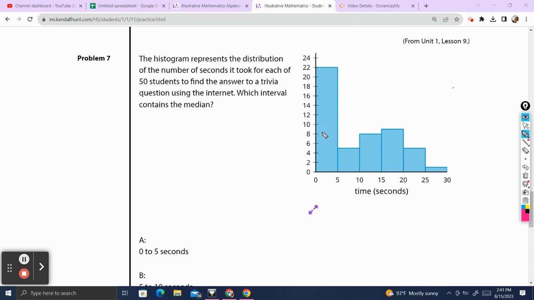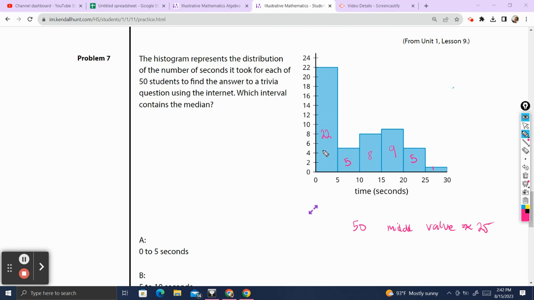We have 22 values, or 22 data points represented here. We have 5 data points represented there. We have 8 here, 9 here, 5 here, and we have 1 over there. So we have a total of 50 students, which means the middle value will be about at the 25th student.